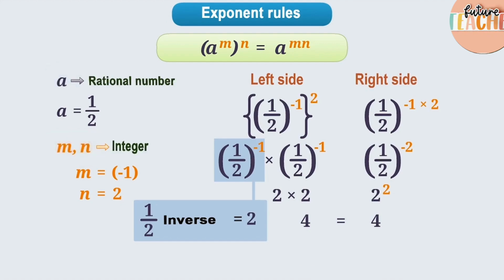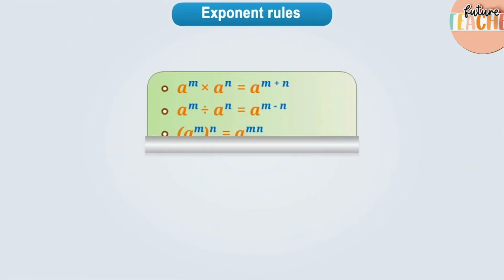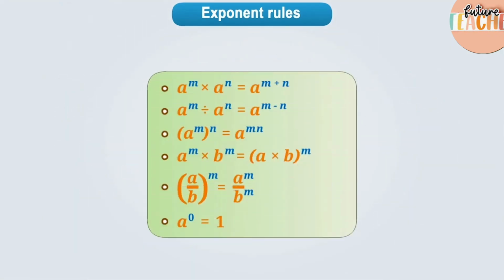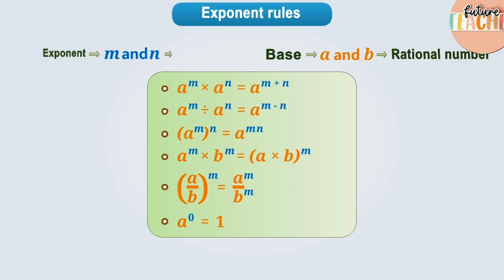Now simplify the right side. Since both the sides are equal, it is verified that for rational number a and integer numbers m and n, a to the power m whole to the power n is equal to a to the power mn. Similarly, you can check the remaining rules. On checking, you will find that all the rules are true even for numbers whose base is rational number and power is integer. By knowing all these rules, we can easily solve the examples related to exponents.